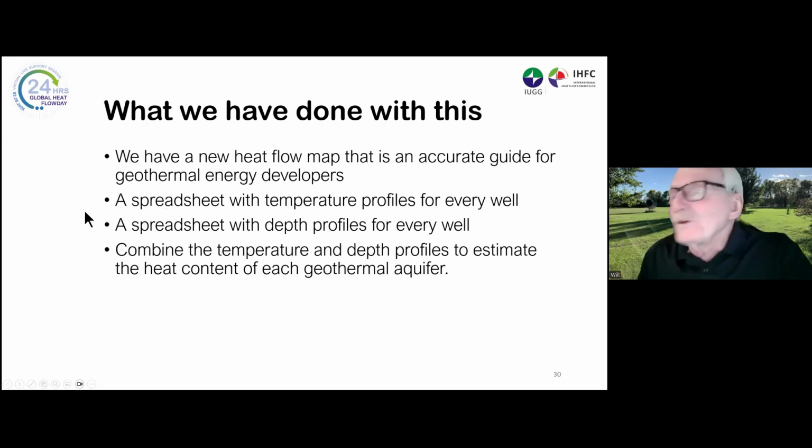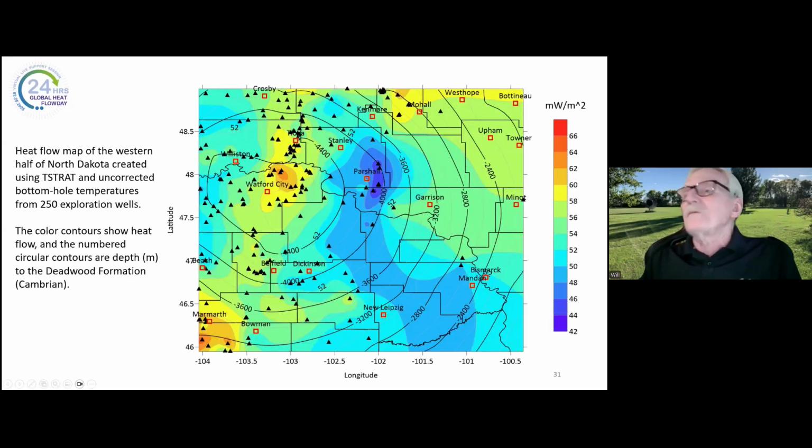So what have we done with this and where do we go? We've actually now created a new heat flow map that we believe is an accurate guide for the geothermal energy developers. And we've created other spreadsheets that can be used, one for the temperatures, one for the depths, and then we're going to be combining all of that, and we can calculate with the location data what the energy content is of each of those formations. So let's take a look at what that came up to be.